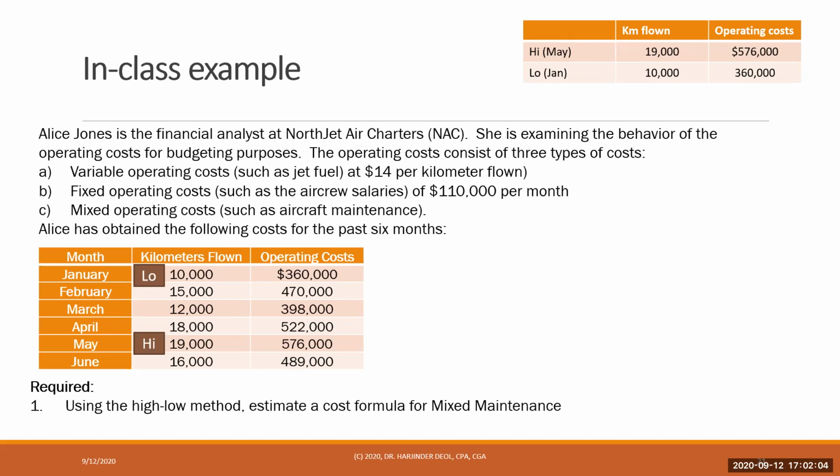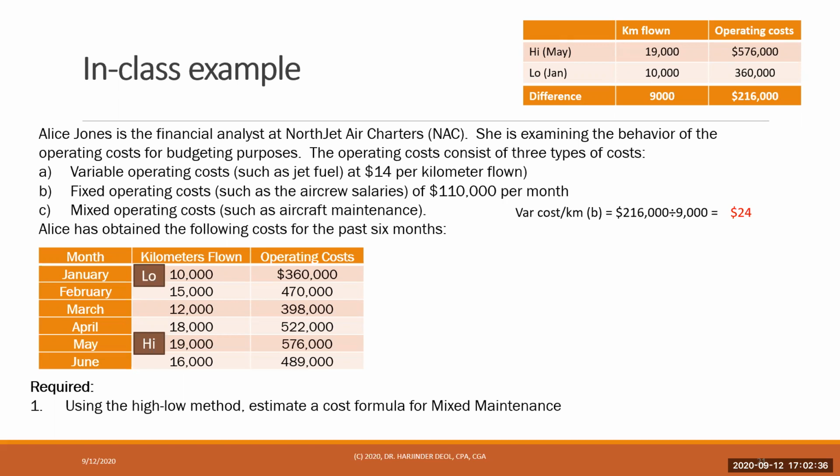$360,000. You can calculate the difference between the two, and for 9,000 kilometers, the difference in operating costs works out to $216,000. So that's in a way saying that the extra 9,000 kilometers flown resulted in extra operating costs of $216,000. So if we divide the $216,000 by the 9,000 kilometers, we get the variable cost per kilometer flown to be $24.